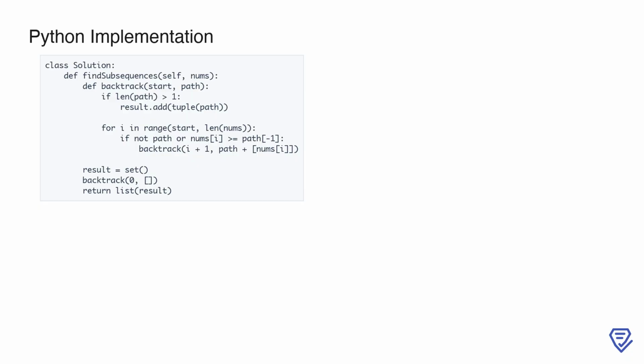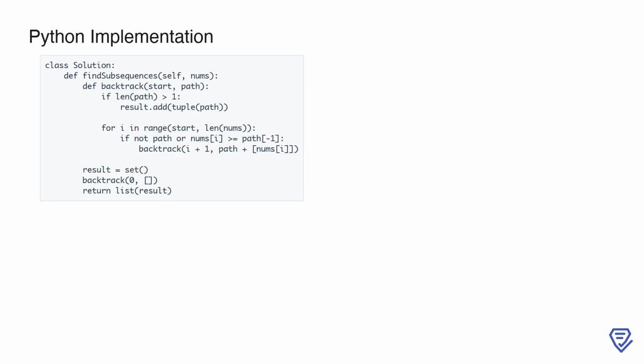If the condition is satisfied, we recursively call backtrack, incrementing the start index and appending the current number to path. The result set stores all unique subsequences generated by our backtracking process. Finally, we convert the set to a list and return it. This ensures the output matches the required format.